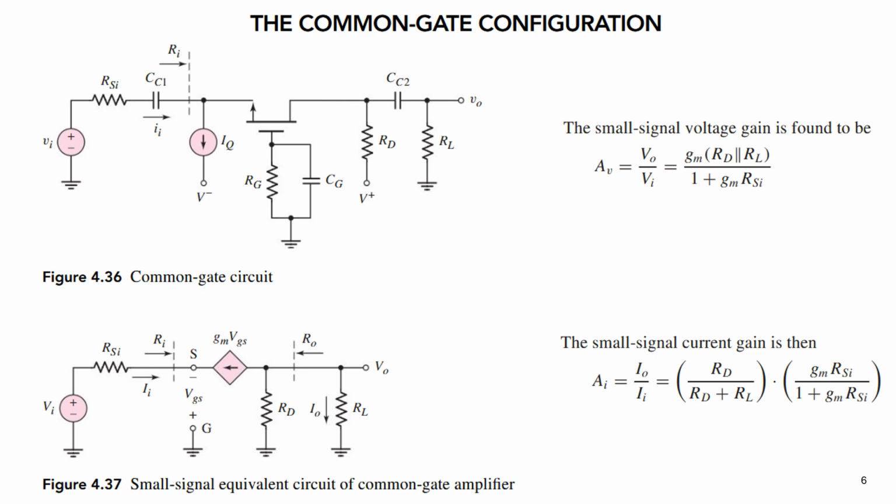Similarly, here is the circuit for the common gate configuration, and below it the AC equivalent circuit for the common gate configuration. Again, if we solve for V out and V in, then we get the voltage gain of gm times RD parallel to RL divided by 1 plus gm RSI, and we can also find out the current gain.